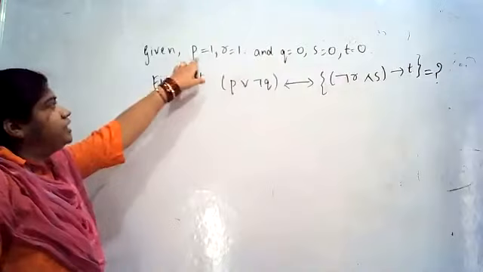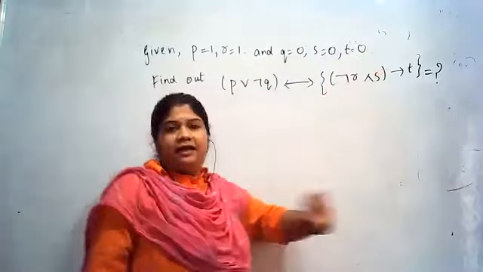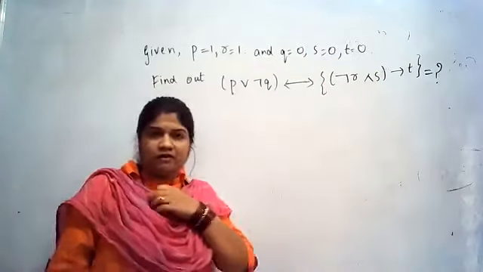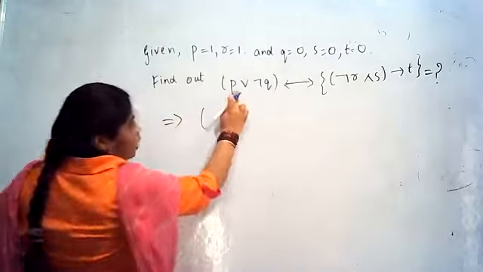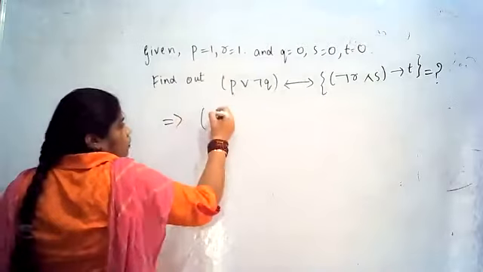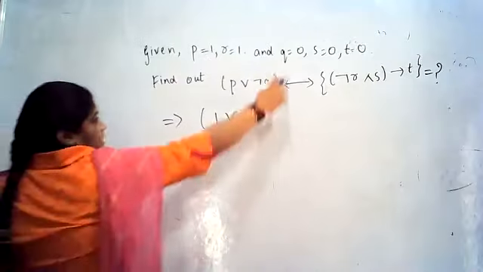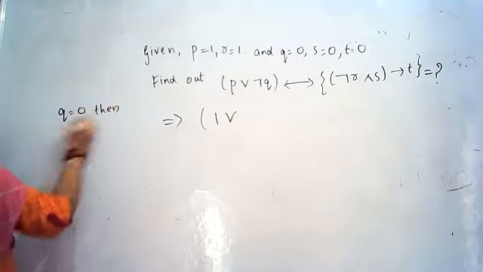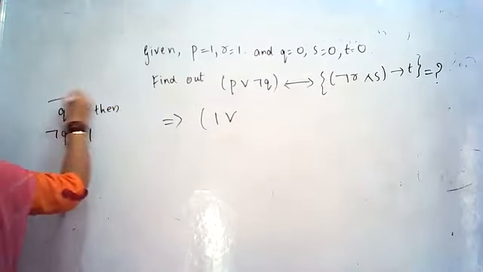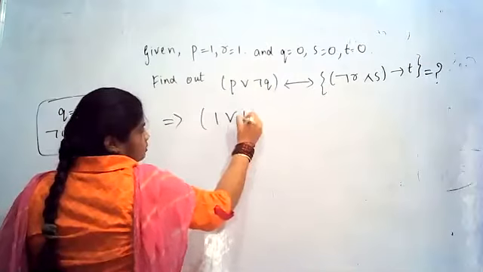What to do? Everything they have given: P, R, Q, S and T. Just we need to substitute the values and we will solve. First is P. What they have given, P is equal to 1, disjunction negation Q. What is Q here? If Q is equal to 0, then negation Q will be 1. So negation Q is 1.